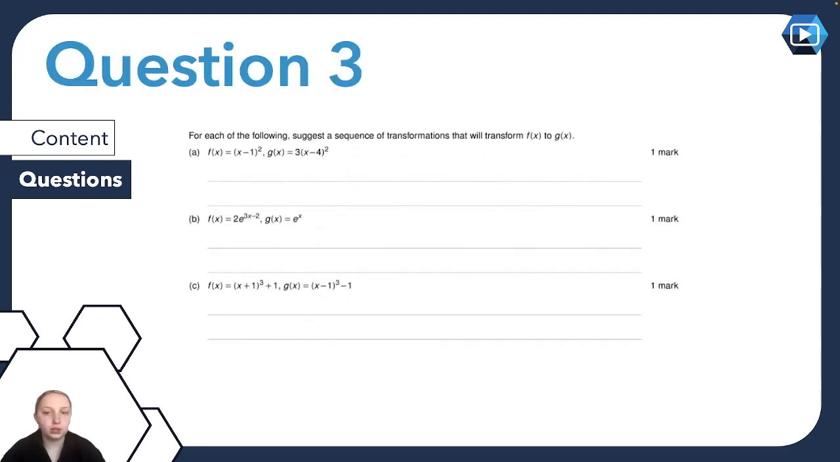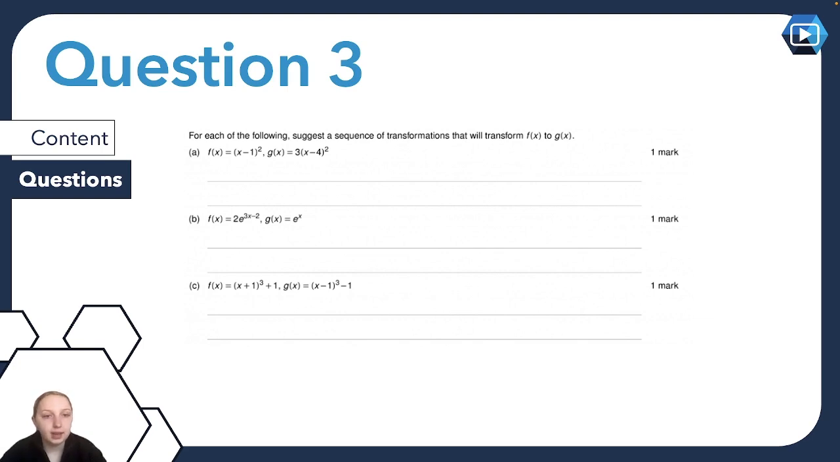Next, we'll have a look at question 3. For each of the following, suggest a sequence of transformations that will transform f(x) to g(x), with each of these being worth 1 mark, so you'd get the mark for doing the correct series of transformations.